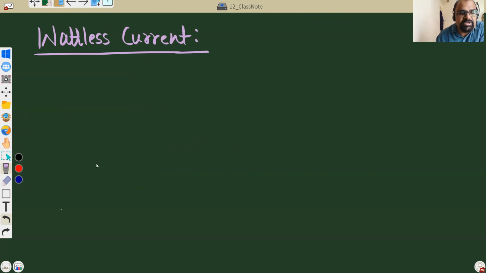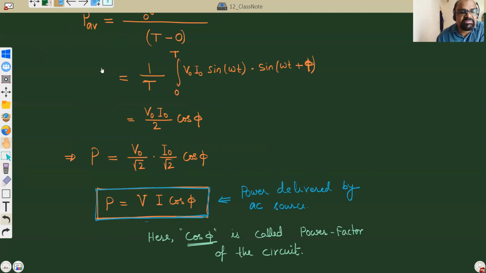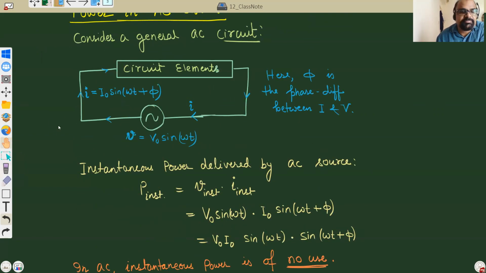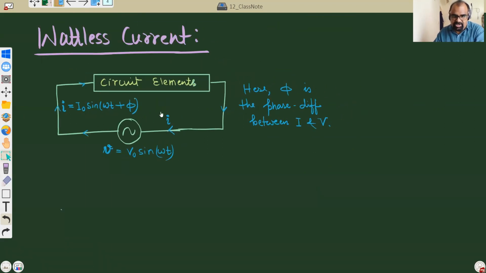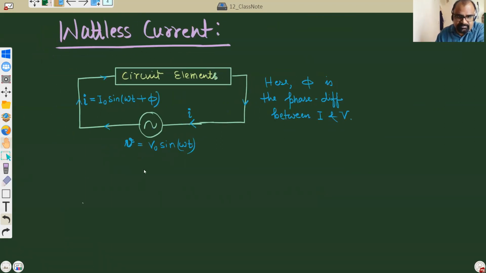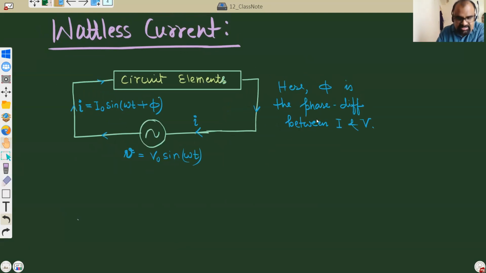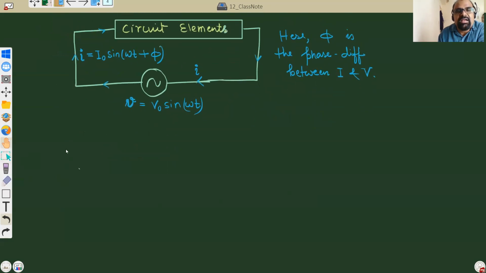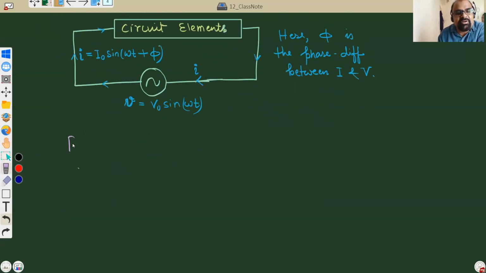Suppose, let me copy that diagram from this page to the next page because I don't want to draw this diagram once more. I want to save a little bit of time. So here I copied this. So what is it? We have an AC source connected to circuit elements, and phi is the phase difference between current and voltage. Now, if we draw the phasor diagram, it will look like this.